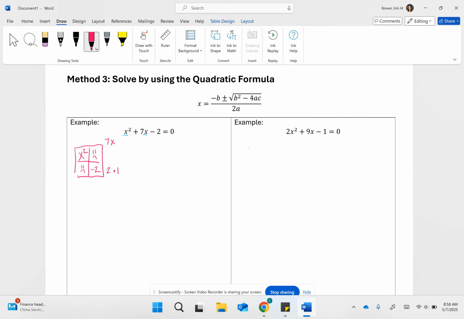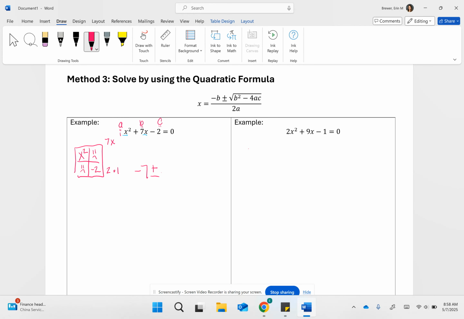I know that A is always going to be the number squished in front of x squared, so in this case a 1. B is going to be the number in front of the x, and C is going to be the number without an x. So when I put those numbers into the formula, I start with -b. In this case, it's -7.